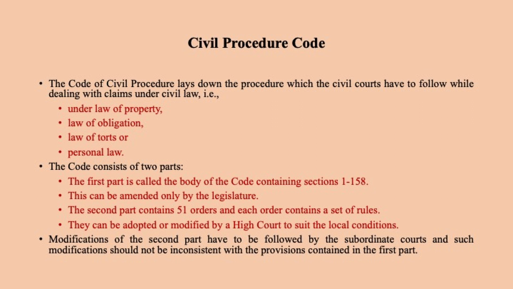The first part, that is the body of CPC, consists of sections 1 to 158. This part can be amended only by the legislature. The second part consists of 51 orders and each order contains a set of rules. This part can be adopted or modified by a high court to suit the local conditions. Modifications of the second part have to be followed by the subordinate courts. These modifications should not be inconsistent with the provisions contained in the first part.